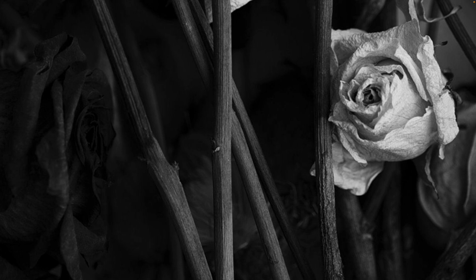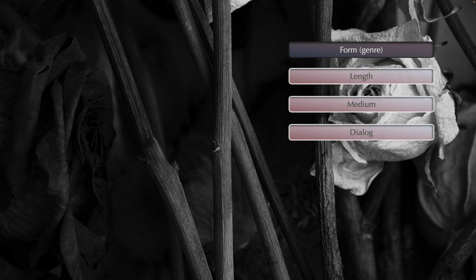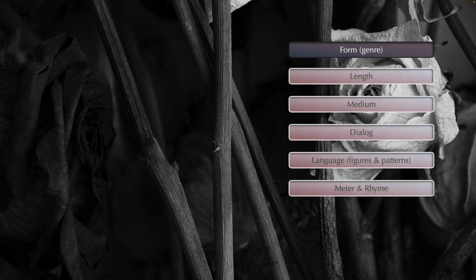Okay, so from talking about narrative structure, narrative development, we're going to talk about form. And understanding form is often how we identify and classify different genres of literary work, particularly in poetry. So we're going to talk about length. We're going to talk about medium, dialogue, language, figures and patterns, meter and rhyme, and breakage. And some of these things are not covered in Chapter 6.